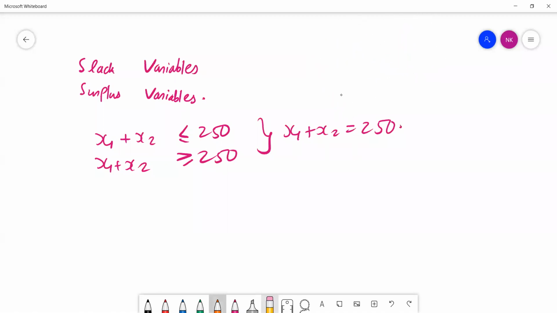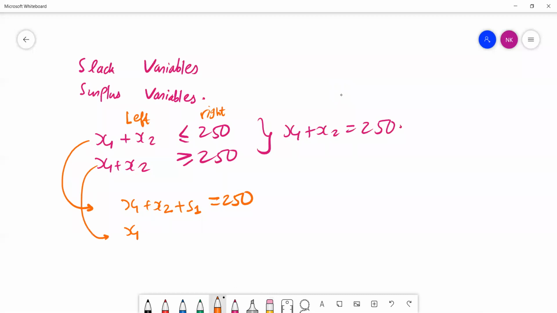So what we do in this particular statement is, in order to balance both sides, we use x1 plus x2. This is the left side and this is the right side. The left side is less than the right side, so we use s1. And for the second one, x1 plus x2, the left side is greater than the right side. So in order to balance it, we use, for example, a variable s2 on the right side.